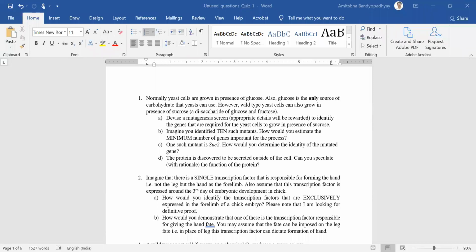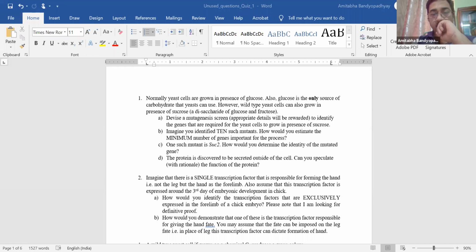So we can do a RNA in situ hybridization. For the A part. For which gene? For which gene? What is the question in A part? How do you identify the transcription factors that are exclusively expressed in the forelimb of a chick embryo?